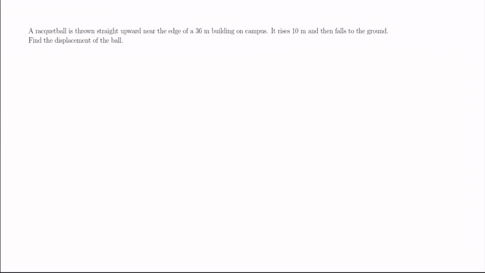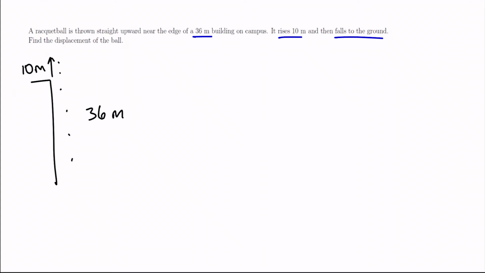A racquetball is thrown straight upward near the edge of a 36-meter building on campus. So I have a building and it is 36 meters tall. It rises 10 meters and then falls to the ground. It goes up and then comes all the way down to the ground after it's thrown upwards. We can call the ground 0 meters. Then the problem says find the displacement of the ball. So last time we found the total distance traveled and the displacement, but it's not asking for the total distance. It's asking for delta x, the displacement.